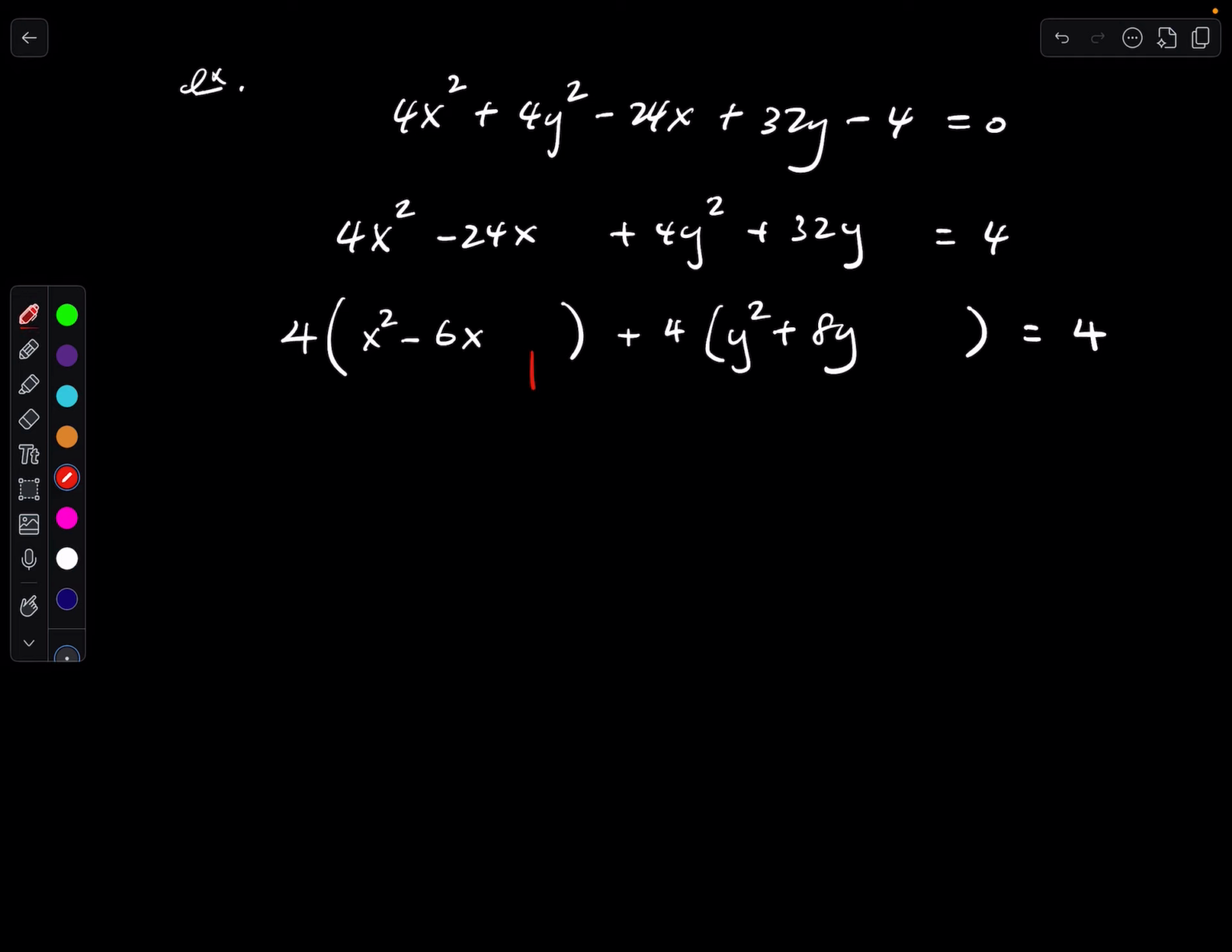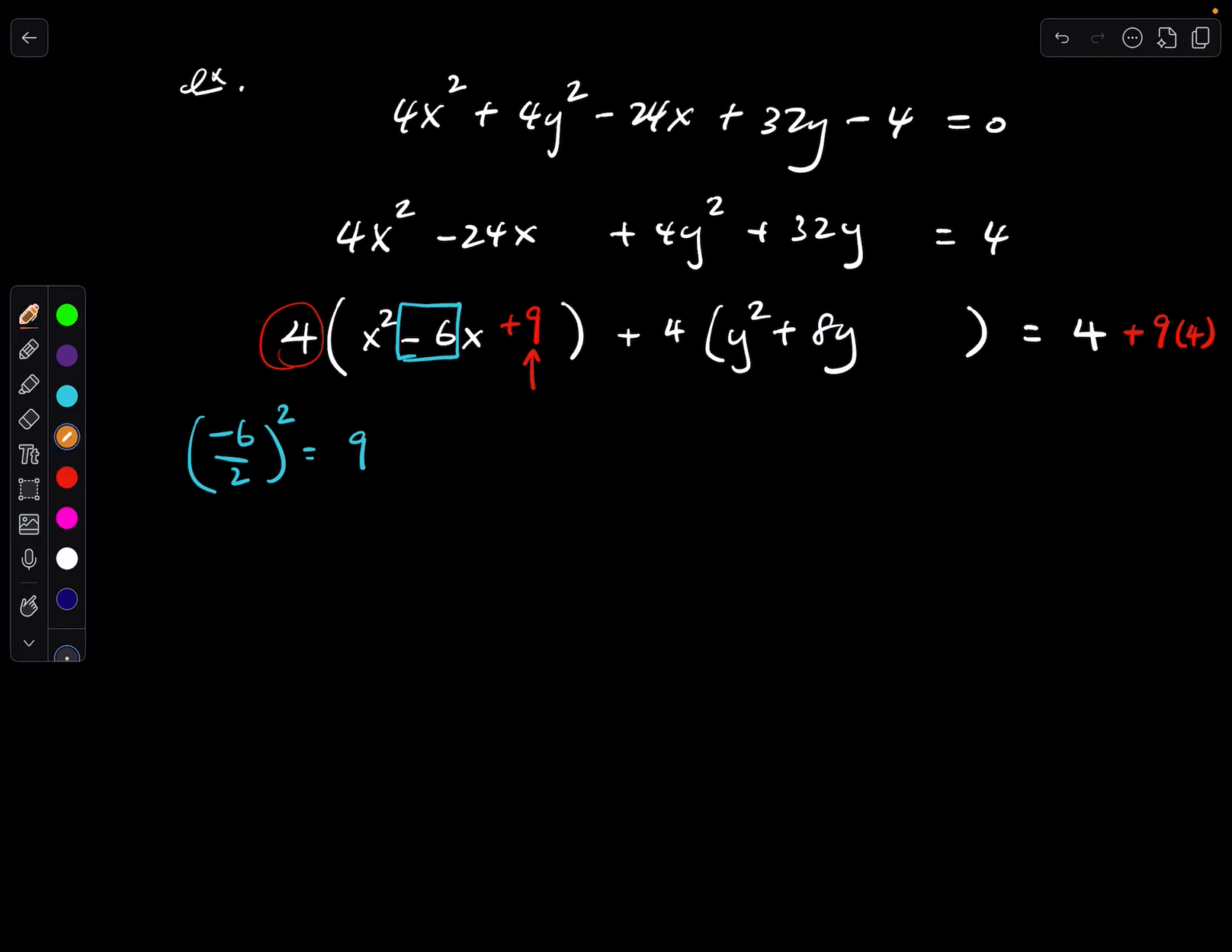The number you're going to add in here is simply the b number, negative 6, divided by 2, and squared. Because of the square, you always have a positive number. 6 divided by 2 is 3, and 3 squared is 9. So you'll be adding a 9 over here. When you add 9 on the left side, you also need to add it on the right side. Watch how the 9 has a 4 on the outside multiplying it, so you also need to multiply this by 4.